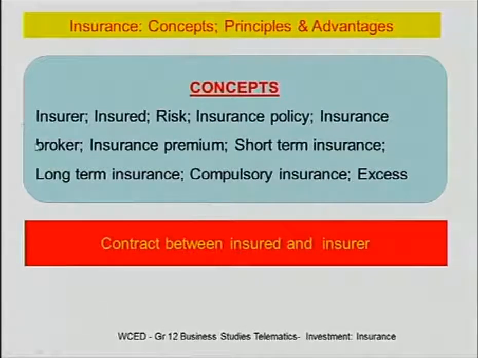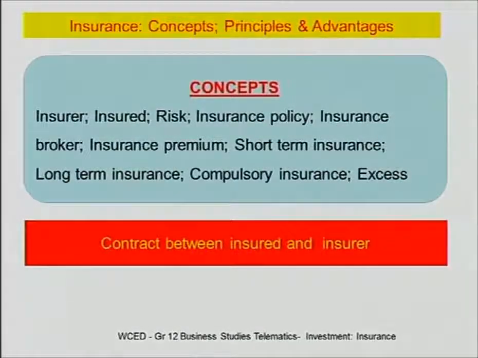Here are a few of the concepts that you must know. Melanie, do you want to run through these concepts quickly? Learners, this is a typical exam-type question that you could be confronted with, where you get a block like this with all these different words or concepts. The first one is the insurer, the next one is the insured, then the risk, insurance policy, the insurance broker, insurance premium, short-term insurance, long-term insurance, compulsory insurance, and excess. All of these concepts have to do with everything that happens in compulsory and non-compulsory insurance.